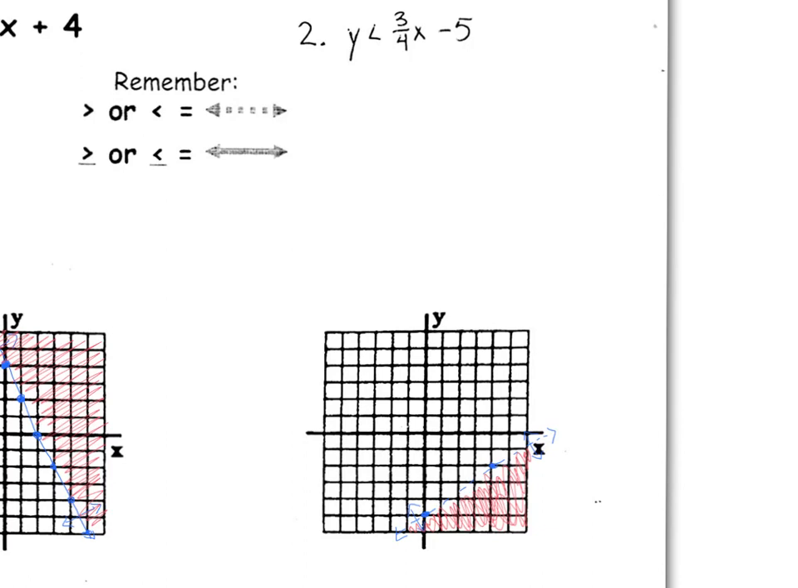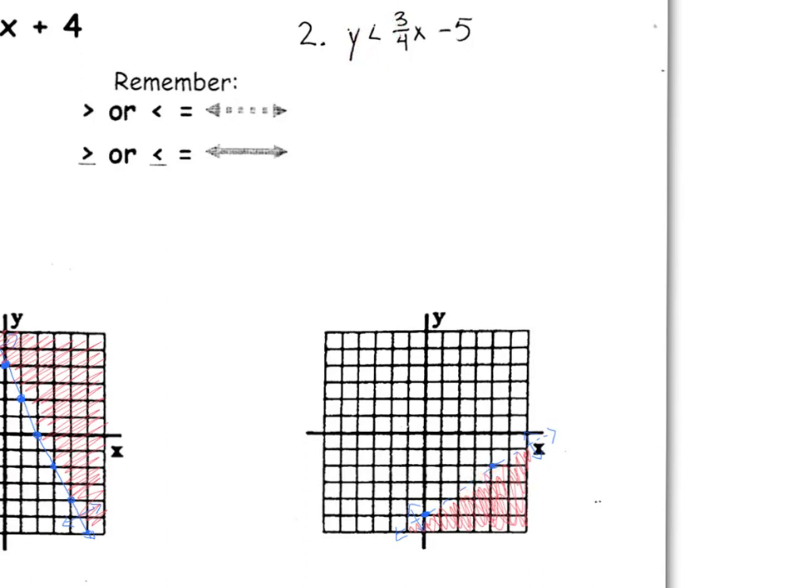Okay, so there is the answer. I started with my y-intercept, which is negative 5. So here's my y-intercept at negative 5. My slope is a positive 3/4, meaning I go up 3 over 4. Okay, did my other dot there?